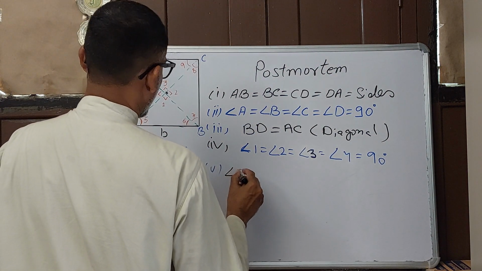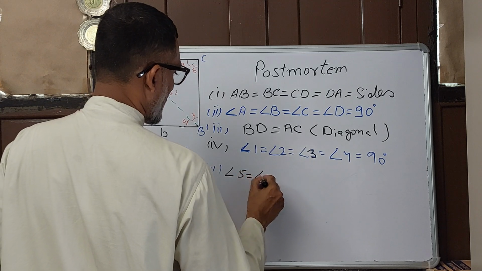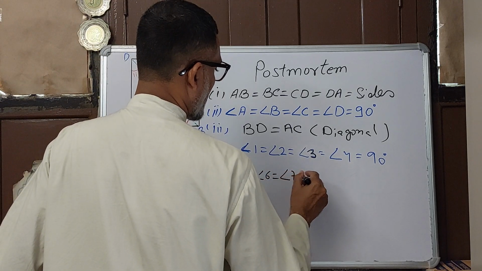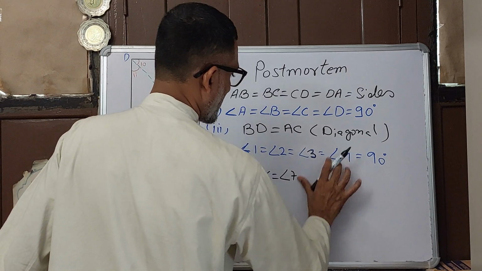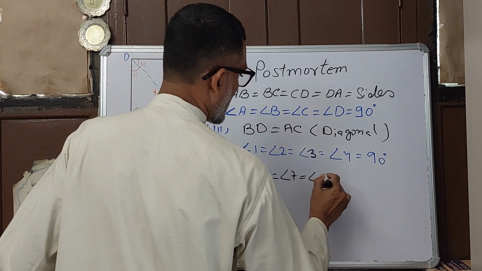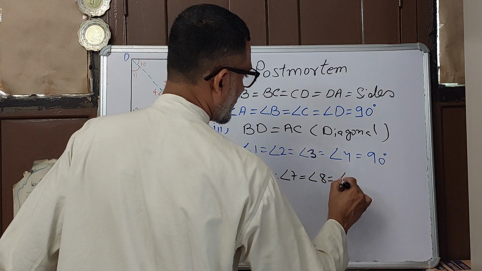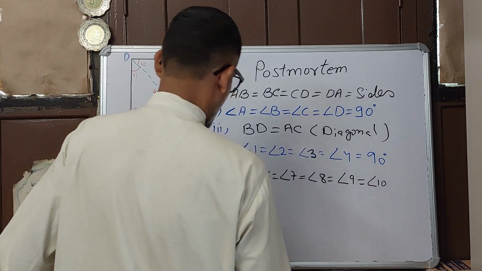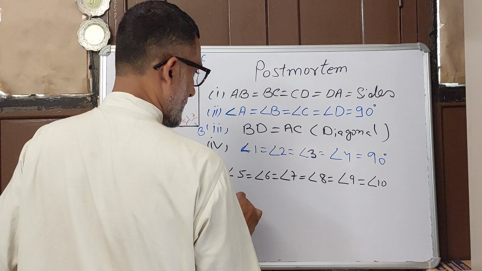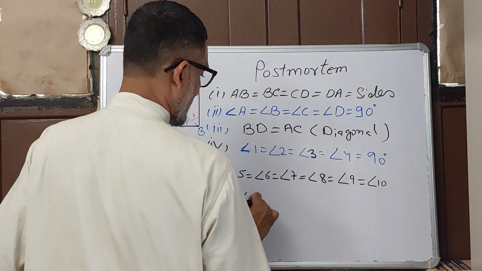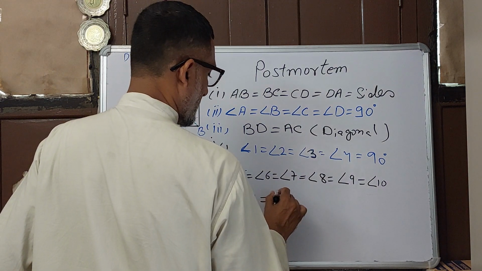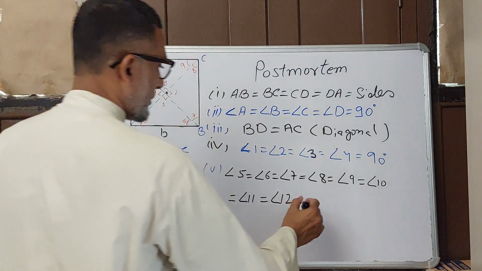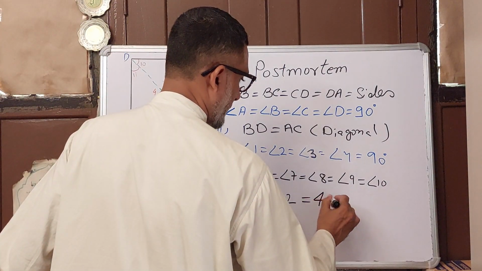Angle 5 is equal to angle 6. Angle 6 is equal to angle 7. Angle 7 is equal to angle 8. Angle 8 is equal to angle 9. Angle 9 is equal to angle 10. Angle 10 is equal to angle 11. Angle 11 is equal to angle 12. Or all are what? 45 degree.